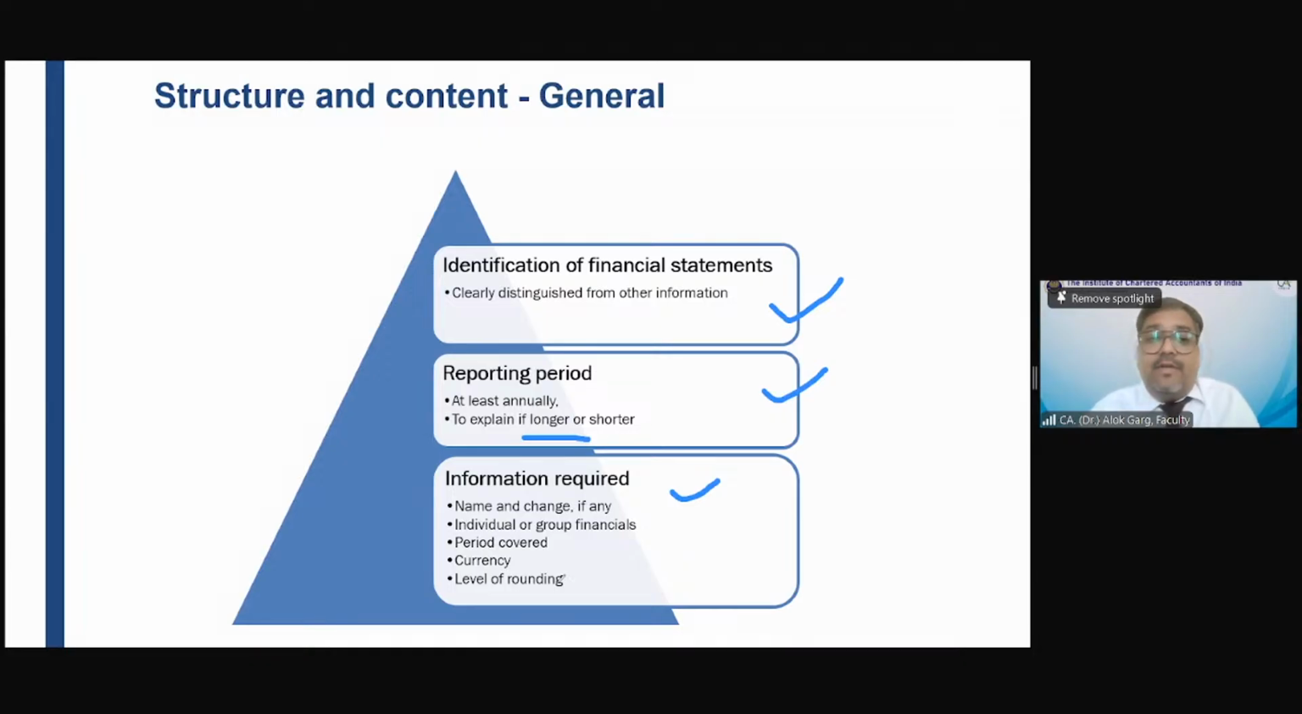Period covered, whether this financial statement is for the year, for the quarter, for the half year, is also required to be disclosed. Currency, the currency has to be INR, US dollar. So what is the currency? It is also required to be disclosed. Level of rounding off. Okay. So whether the financial statement has been rounded off in million, in crores, in lakhs, is also required to be disclosed. Okay. So friends, this was on the structure and content. Now I am going to discuss the structure of balance sheet, profit and loss, statement of changes in equity, and notes to accounts one by one.